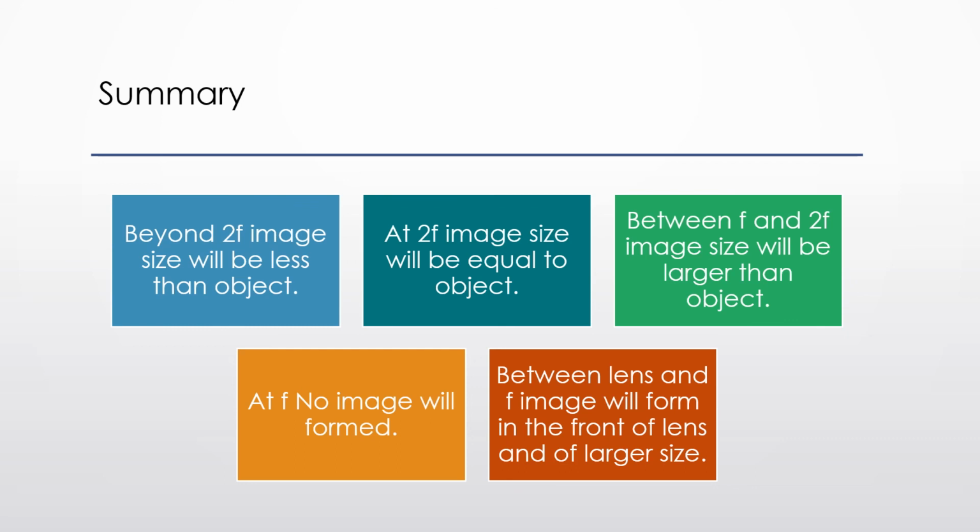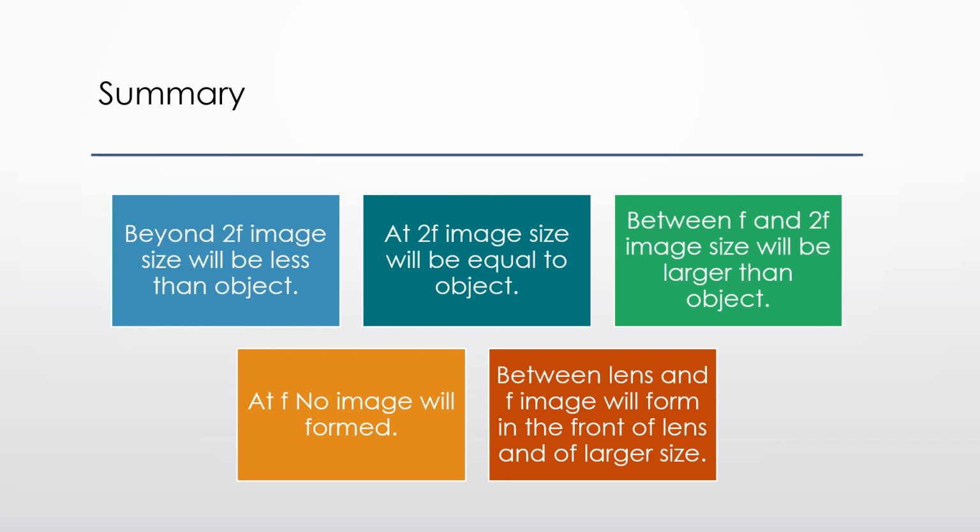So once again, when we place our object beyond 2f, the size of the image will be less than the object. At 2f, we have the same size as the object; the image will also be at the same height or length. If I place our object between f and 2f, the image will be larger than the object. At f, no image will be formed, and between the lens and f, the image will be formed in front of the lens, which is a virtual image, and it will be of a larger size.